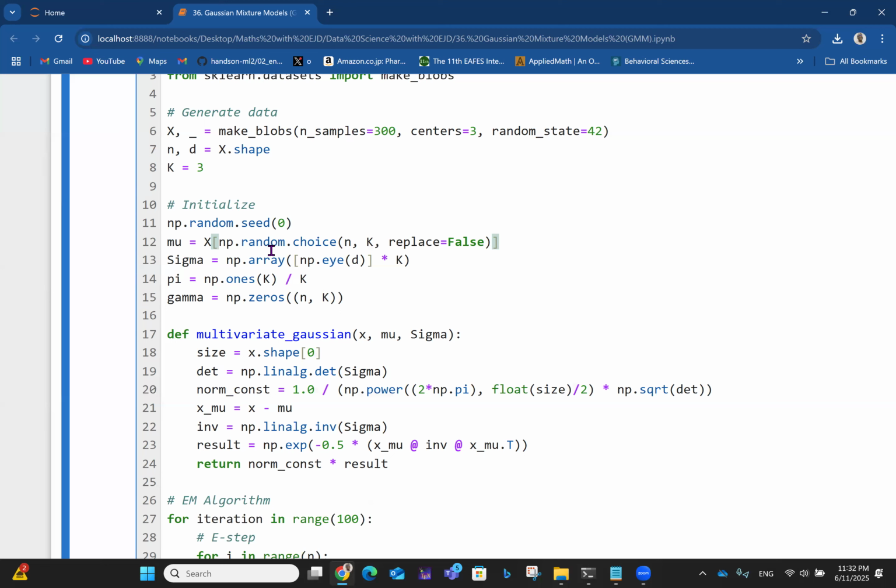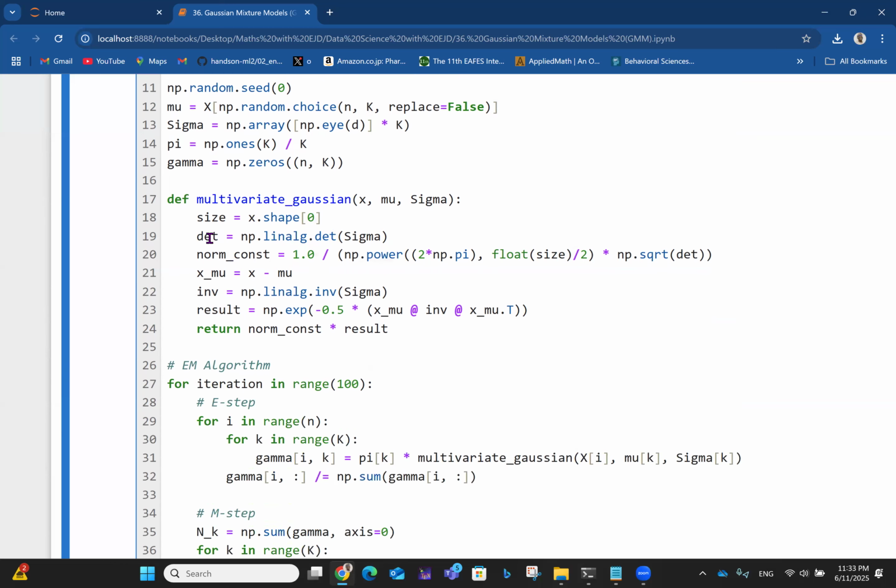So you have move, which is X with the random choice and all that. Sigma, you have all this. Pi, you have all this. Now, these are some of the variables we've talked about previously, right? And pi is like so ones of k over k like that.